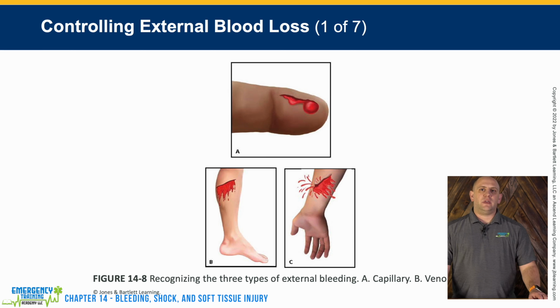Next is the arterial bleeding. This is going to require surgery to fix. Direct pressure might help with these, but really the most effective thing for our arterial bleeding is going to be a tourniquet.